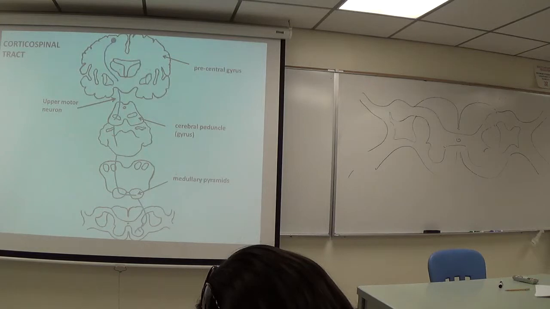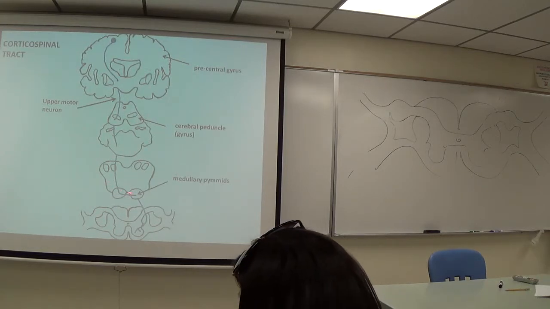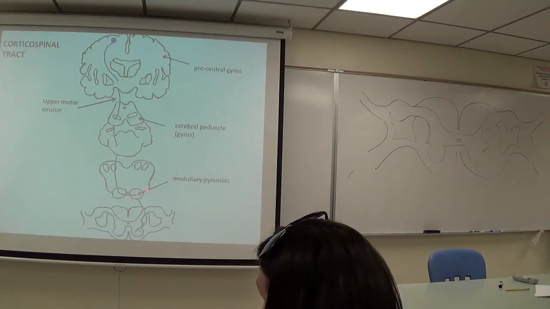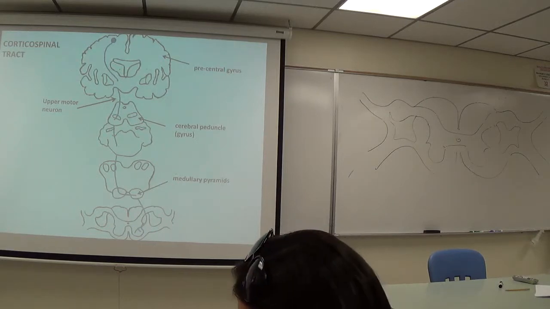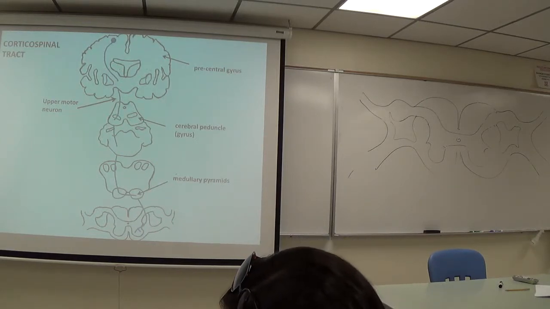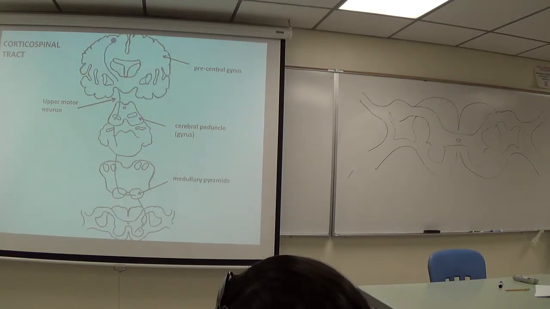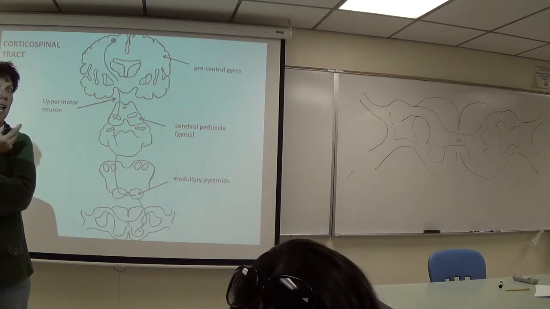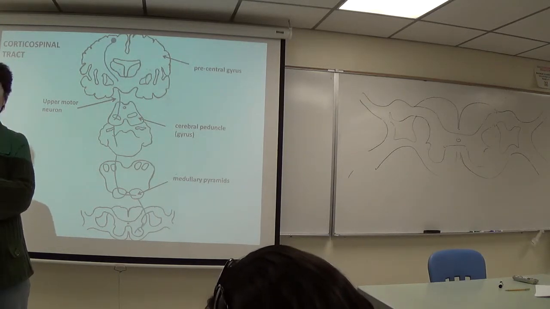All right? In the inferior portion of the medullary pyramids, it's going to cross over. Remember on Tuesday I talked about the decussation, the crossing over? So 85% of these will cross over to the other side. 15% don't until they get to the spinal cord, and that's the anterior corticospinal tract, which we're not going to talk about.